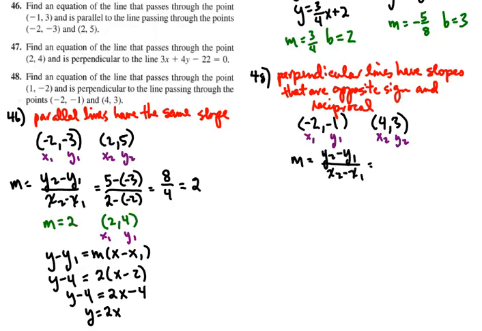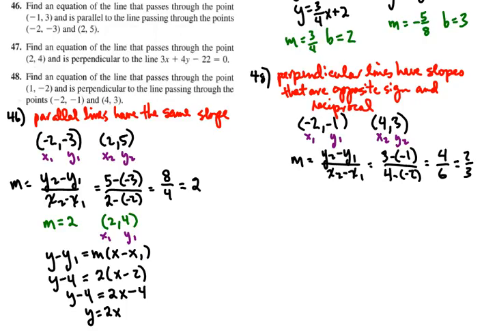And so we start off with our slope formula, which is m equals y2 minus y1 over x2 minus x1, and we subtract y2, which is 3, minus y1, which is -1. Divide that by x2 minus x1, which is 4 minus -2. We end up with 4 over 6, which is equal to 2 over 3. So that's the slope of the line that we want to be perpendicular to.